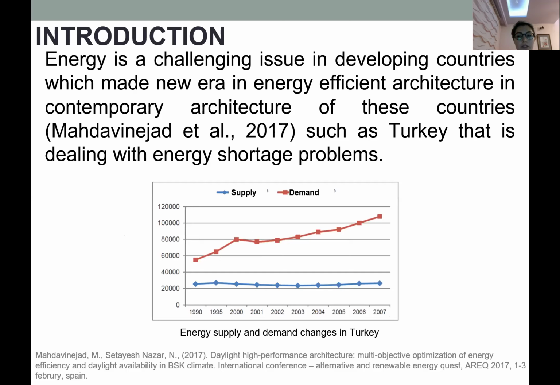And we have the introduction. Energy is a challenging issue in developing countries, which makes a new era in energy-efficient architecture in the contemporary architecture of these countries, such as Turkey, that is dealing with energy shortage problems.